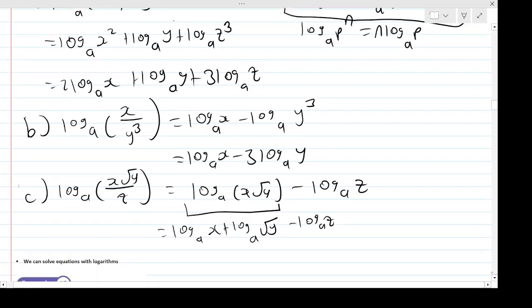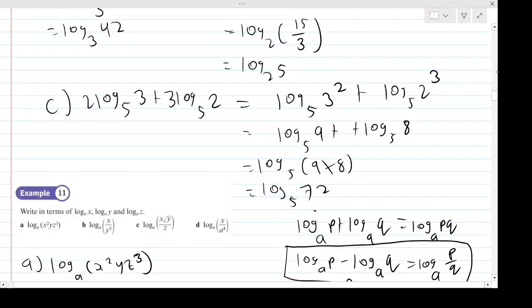Log a x is cool, log a z is cool, but for log a of root y, I can only have a log of y. This root I need to take care of. If we remember our indices, we know that root y is y to the half. Now we've got a power, we can bring the power to the front. So then we can say log a of x, add a half log a of y, take away log a of z. And there we are.